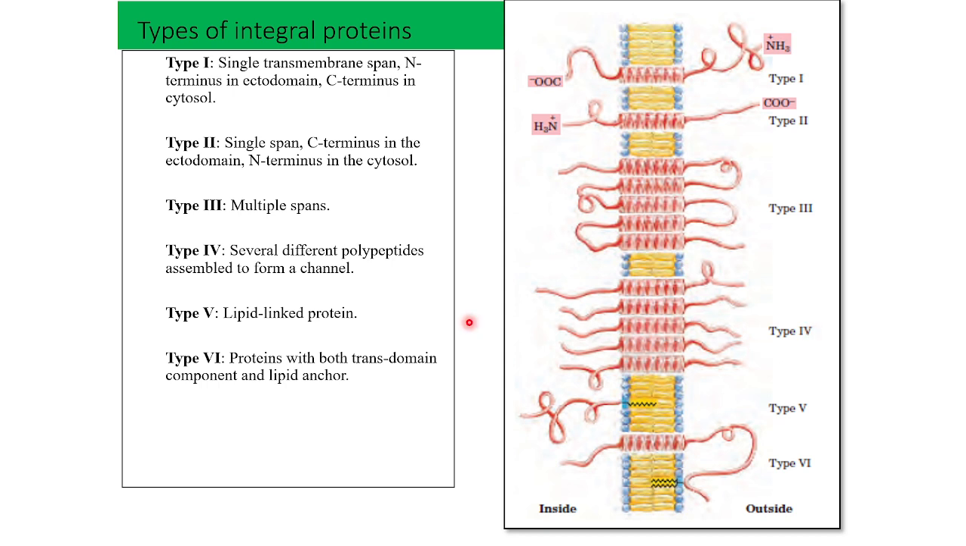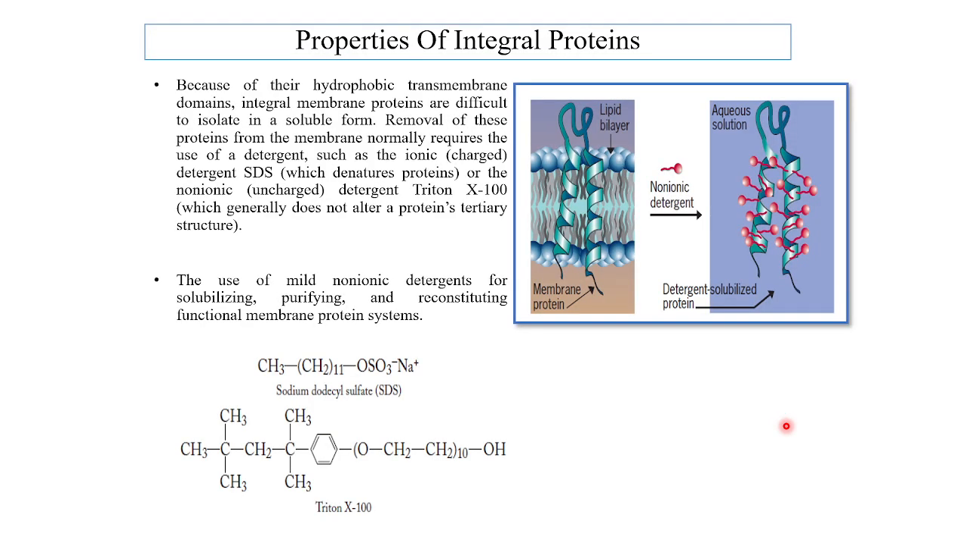Now you have type 4, where several different polypeptides are assembled to form a channel. Type 1 and type 2 can join together to give you type 4, so they can be different types of polypeptides forming a channel. Then you have type 5, which is the lipid-linked protein, and type 6, where the proteins have both the transmembrane domain component and the lipid anchor. So you have the lipid anchor and the transmembrane portion. Okay, so these are the different types of integral proteins.